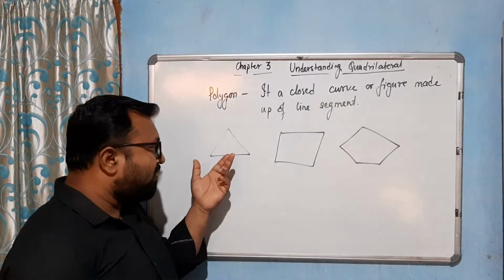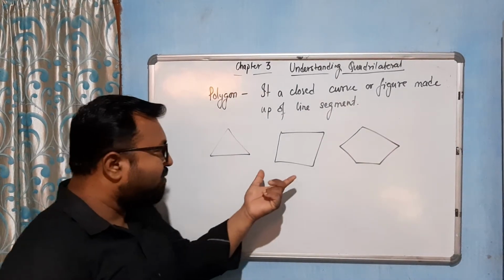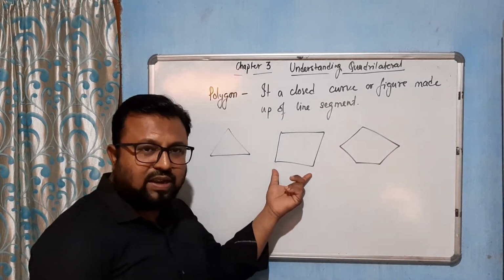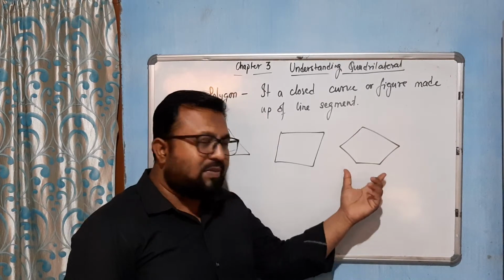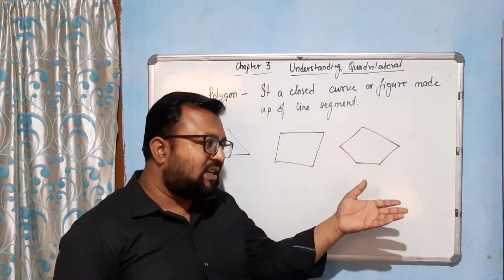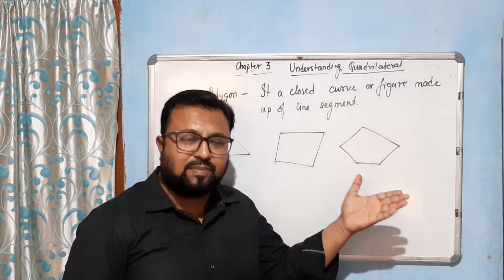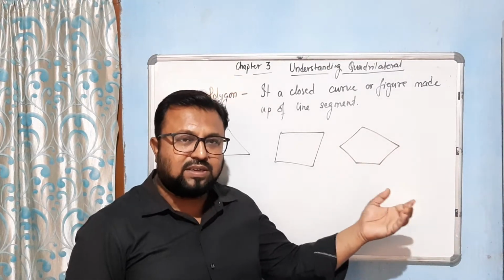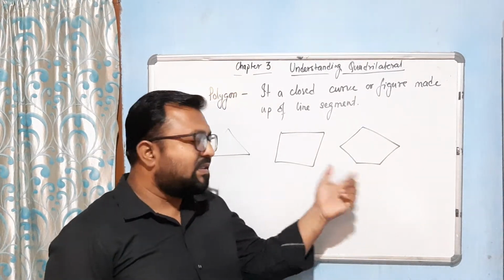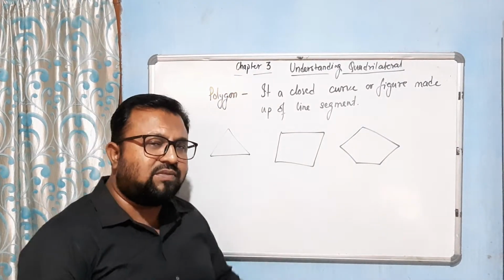Three sides form a triangle, four sides make a quadrilateral, five sides make a pentagon. In this way, six sides a hexagon, seven sides a heptagon, eight sides an octagon, nine sides a nonagon, 10 sides a decagon. These are the classification of all the polygons.